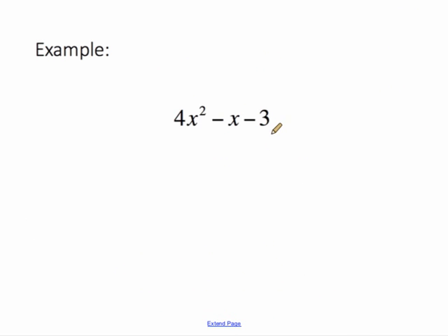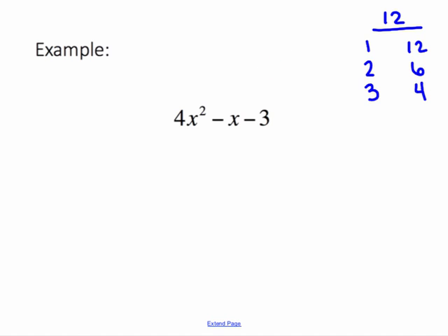For this example, we have 4x squared minus x minus 3. You're going to multiply the first times the last. 4 times 3 is going to give you 12. And we will list the factors of 12. 1 times 12, 2 times 6, 3 times 4. 4 is already on our list, so that means that we have found all of our factors.